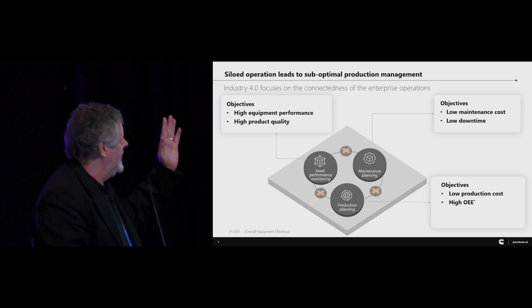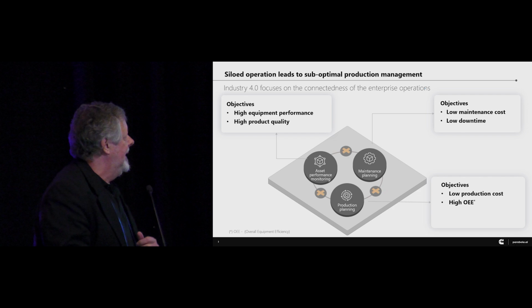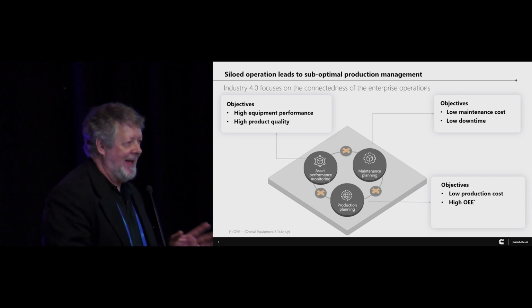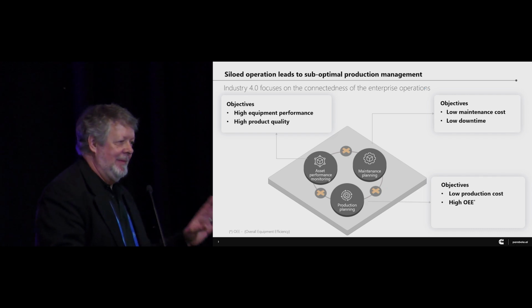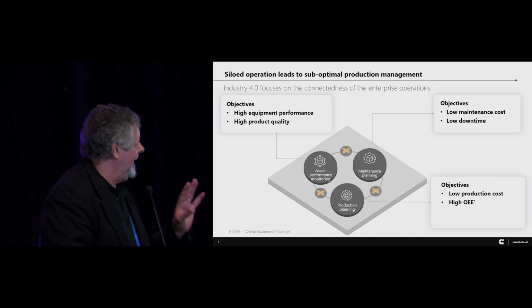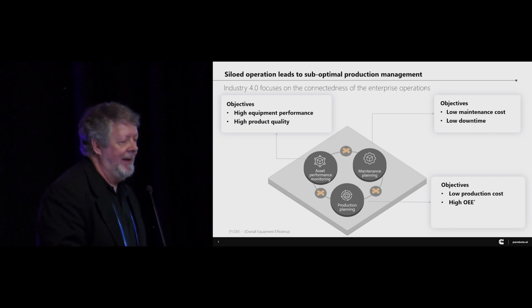So they're obviously trying to achieve higher equipment performance and higher product quality on the asset performance side. On the maintenance planning, they're trying to minimize maintenance and downtime. And then on the production planning, they're trying to plan in such a way that they're keeping the production cost low and boosting that high OEE metric.